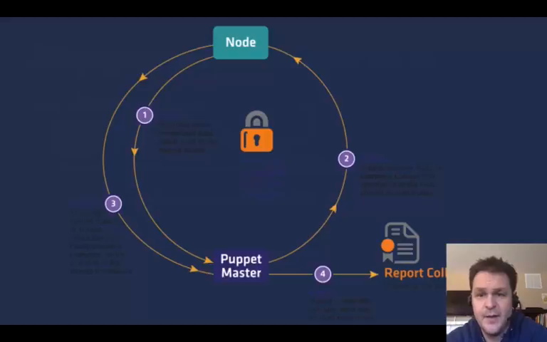Puppet then takes this normalized data, which we call facts, to compile a catalog that specifies how the node should be configured. Okay? And we actually send that information off to that node. Okay? We say, you need to make yourself look like this. And then the node reports back to Puppet indicating that the configuration is complete and we're good to go. The node has now completed its self-configuration.